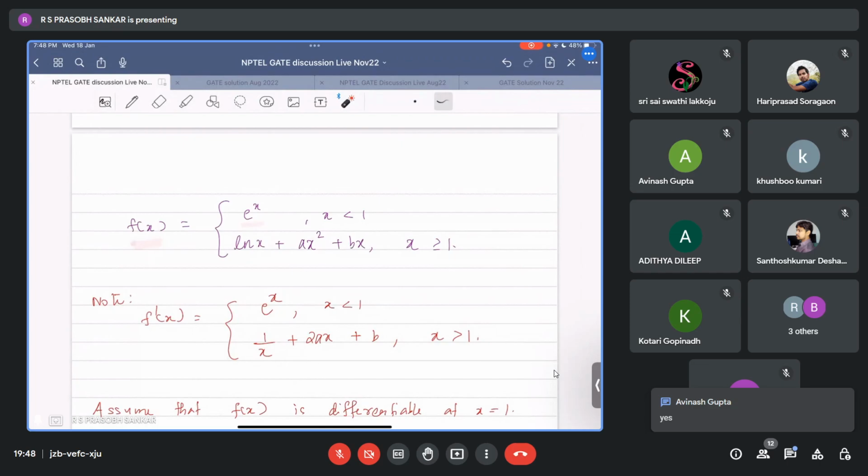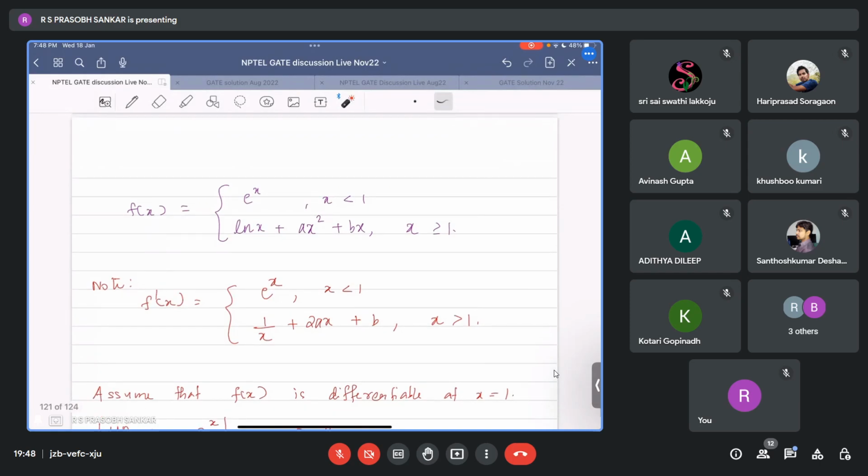So what do we have? We have f of x to be e raised to x for x less than 1, and log x plus ax square plus bx for x greater than or equal to 1. Now, one thing to note here is that both of these functions, e raised to x and ln x plus ax square plus bx, are differentiable. So it is easy to compute the derivative of both these functions separately. Now the question is regarding the differentiability of f of x at the point x equal to 1.